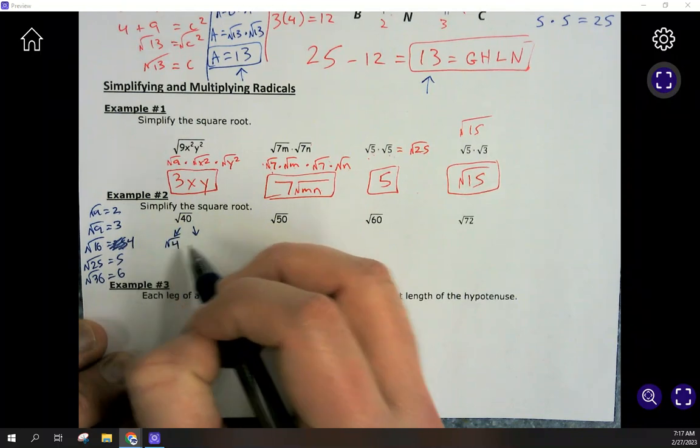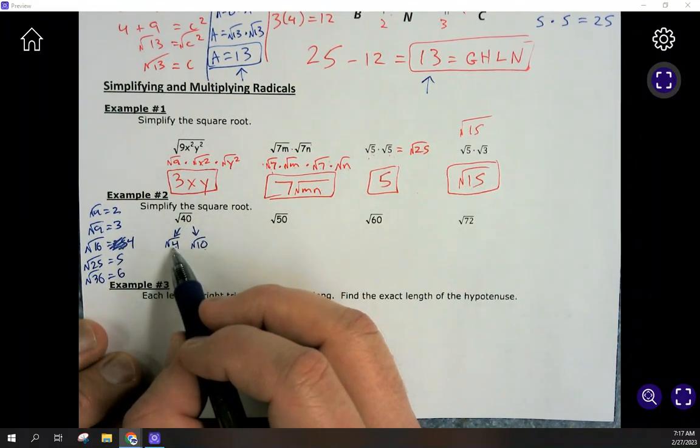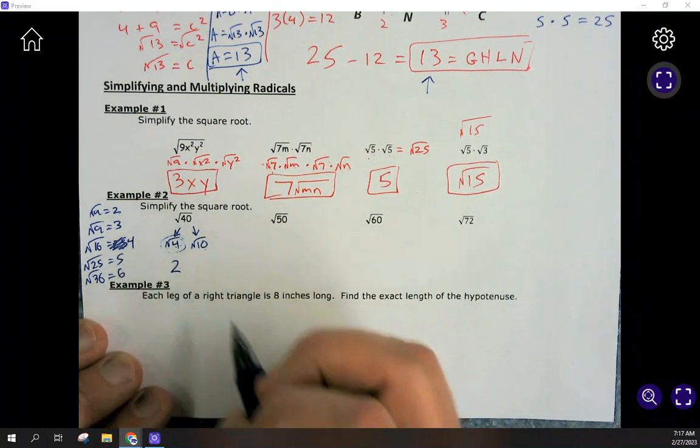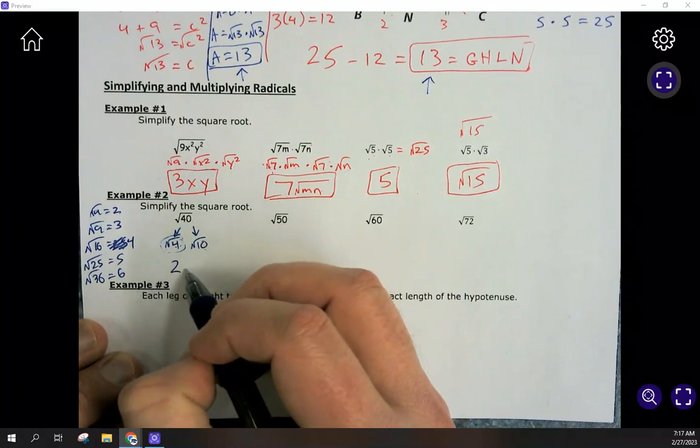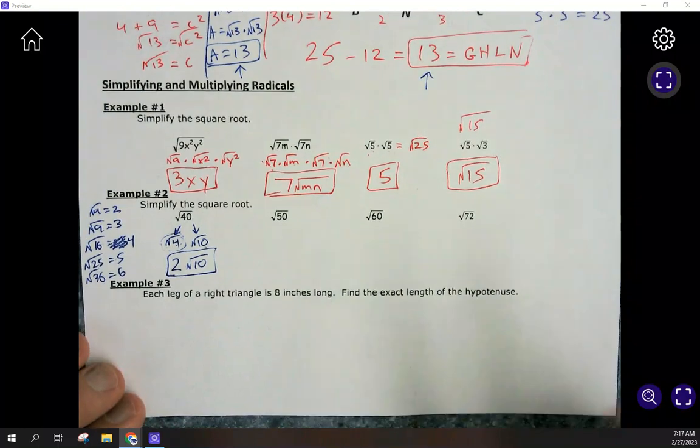So this becomes the square root of 4 times the square root of 10, right? 4 times 10 is 40. And this square root of 4 is 2. So I can simplify it to a whole number 2. Square root of 10 is not a nice number, and so I can simplify it right there.